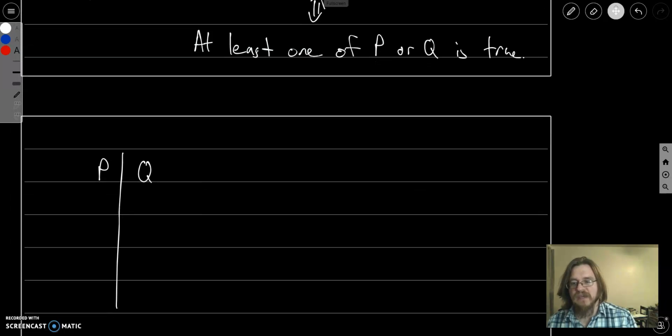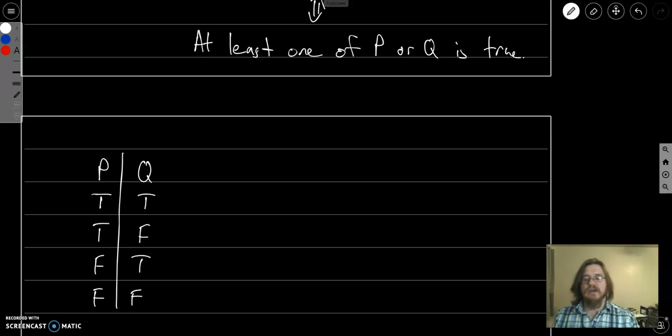So if we have P and Q, these are propositions. They can be either true or false in any sort of combination. It could be that P is true and Q is true. It could be that they're both false. Or it could be that one is true and one is false, or vice versa. So we have all sorts of different combinations of true and false here.